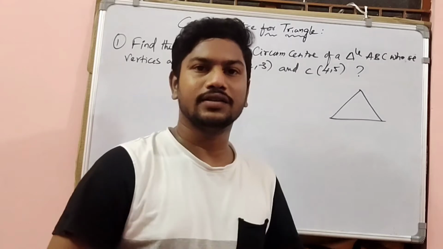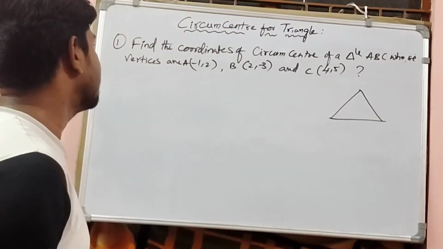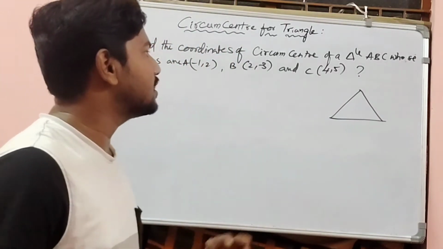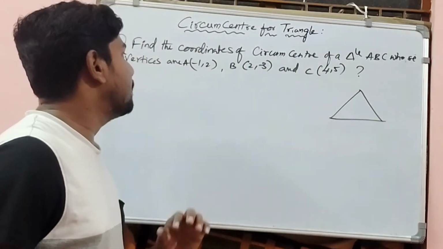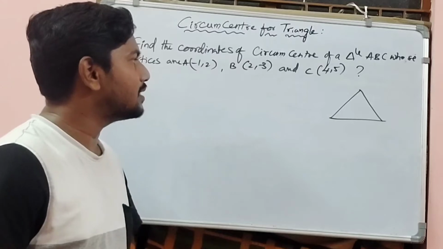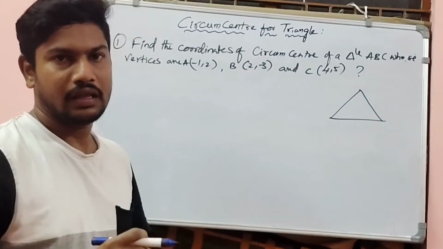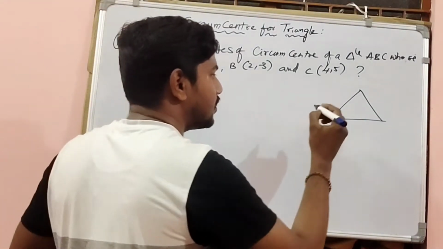Okay, let us look into some problems based on the circumcenter. Find the coordinates of the circumcenter of triangle ABC whose vertices are A(-1, 2), B(2, -3) and C(4, 5).